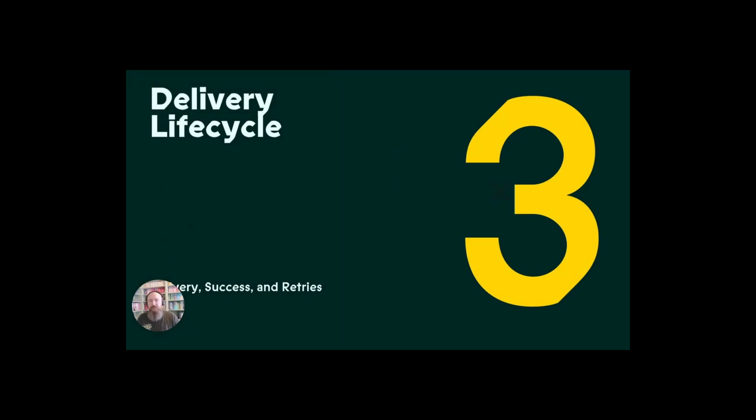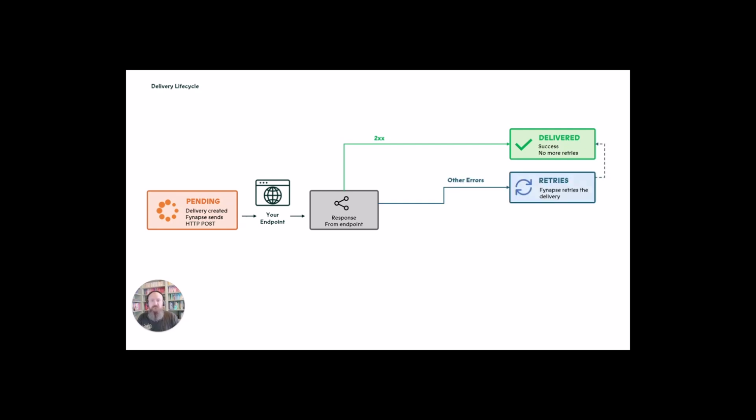Once your endpoint is live and your subscription is active, Fine-apps will begin delivering events. Let's look at what happens during delivery and what the outcome states mean. To start, every delivery starts in a pending state. Fine-apps sends the HTTP POST to your endpoint, and if your endpoint responds with any of the 200 status codes, the delivery is marked as delivered, successful. If it doesn't, because your endpoint is down, slow to respond, or returns an error, Fine-apps retries.